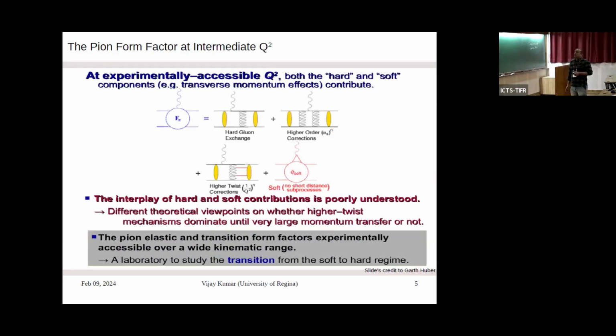In the non-perturbative regime, where we actually access experiment, life gets complicated. You see this form factor involves all this hard gluon exchange and then higher order corrections, here the higher twist, and these are soft parts. So the understanding of this interplay of hard and soft contributions is poorly understood so far.